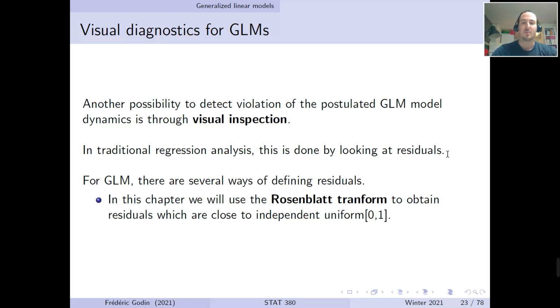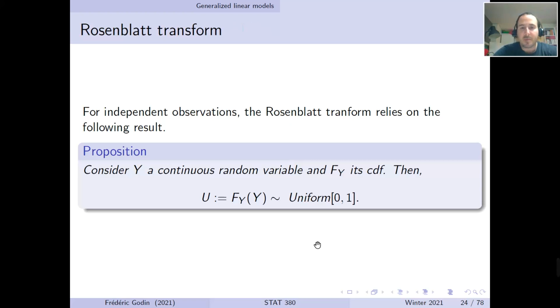So in this chapter, we will use what we call the Rosenblatt transform to obtain residuals that are approximately IID uniform 0, 1, and then we can apply some tests to see if IID uniform 0, 1 is a reasonable assumption for such residuals. If it is, then it means the model performs well. If it isn't, then the model does not perform well.